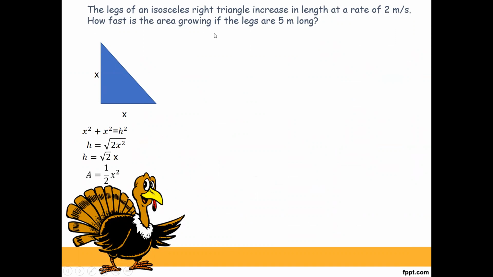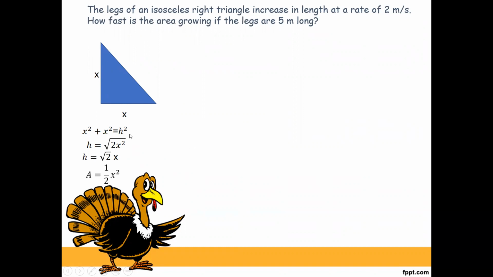How fast is the area growing if the legs are 5 meters long? So on the left-hand side, I'm going to draw a picture and write all the formulas I know. Well, using the Pythagorean theorem, I know that x squared plus x squared equals the hypotenuse squared, which we'll call h. So if I get h by itself, x squared plus x squared is 2x squared, take the square root of both sides, we get h is equal to the square root of 2x squared.